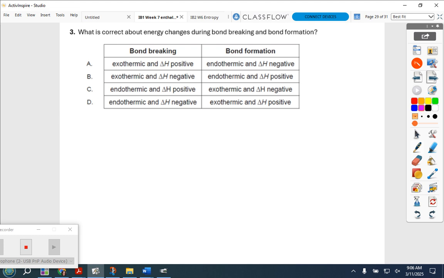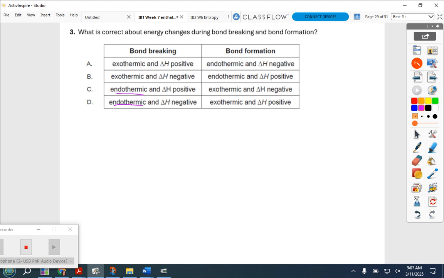So bond breaking: if we are breaking a bond, are we going to have to put energy into that, or are we going to get energy out of it? Is it going to take energy to break the bond? Yeah. Okay, so it's a little bit harder to think about gaining energy when we make the bond, but breaking the bond takes energy. The stronger the bond, the more energy it's going to take. So bond breaking has to be endothermic, okay?